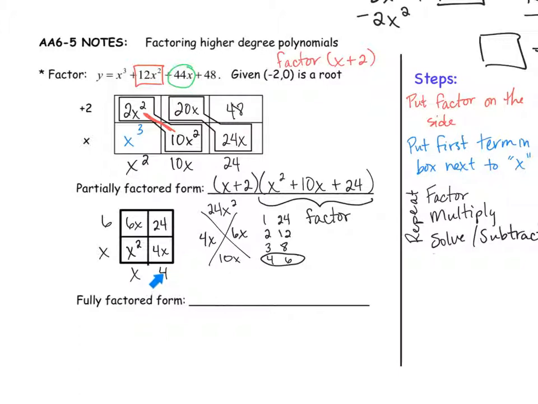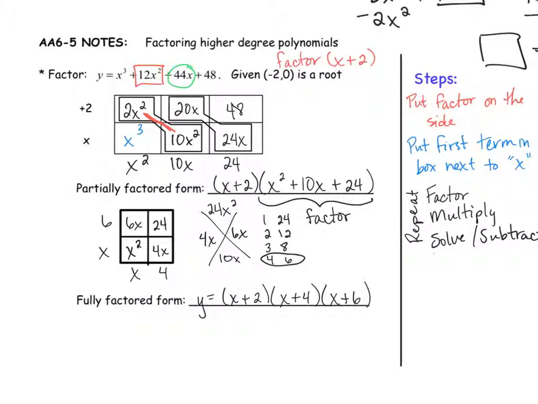Always want to double check. Do these two numbers multiply to give you that number? And 6 times 4 gives you 24, so you're good to go. And we're to our fully factored form. y equals x plus 2, that's our first factor from the first part, x plus 4, and x plus 6.